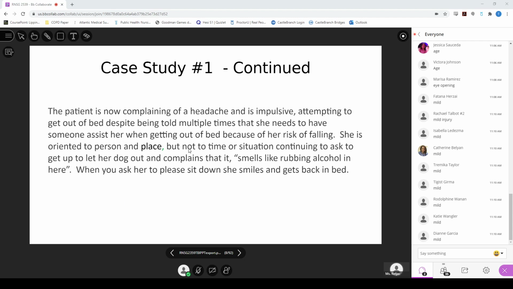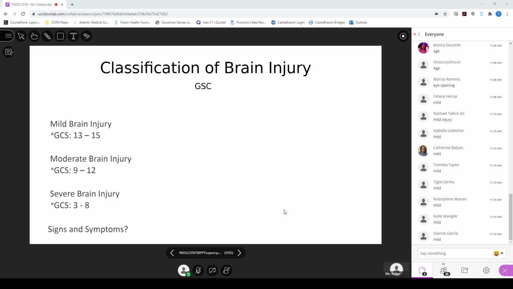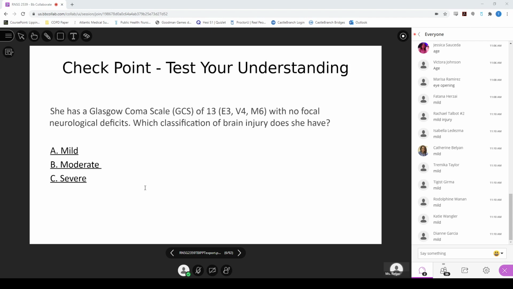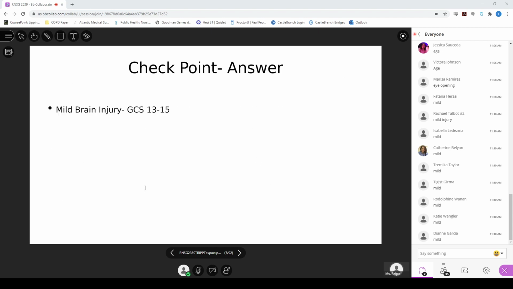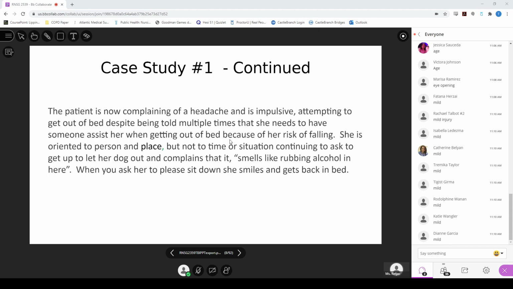Okay. The patient is now complaining of headache and is impulsive, attempting to get out of bed, despite being told multiple times that she needs to have someone assist her when getting out of bed because of her risk of falling. She is oriented to person and place, but not to time or situation. Continuing to ask to get up to let her dog out and complains that it smells like rubbing alcohol in here. When you ask her to please sit down, she smiles and gets back to bed.